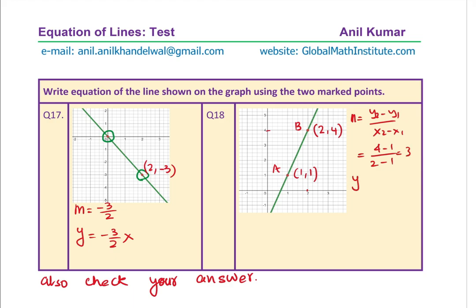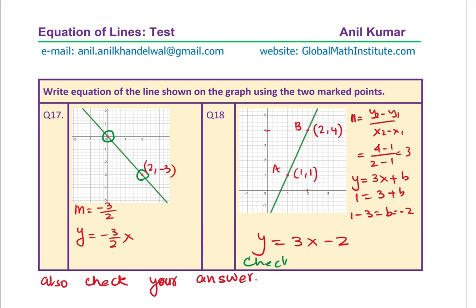And therefore, the equation will be y equals 3x plus b. To find the value of b, we could put one of these points. Let (1, 1) be a good point, right? So in that case, 1 minus 3 is equal to b, which is minus 2. And therefore, we get the equation y equals 3x minus 2. Perfect. So that is how we can actually find this particular line.